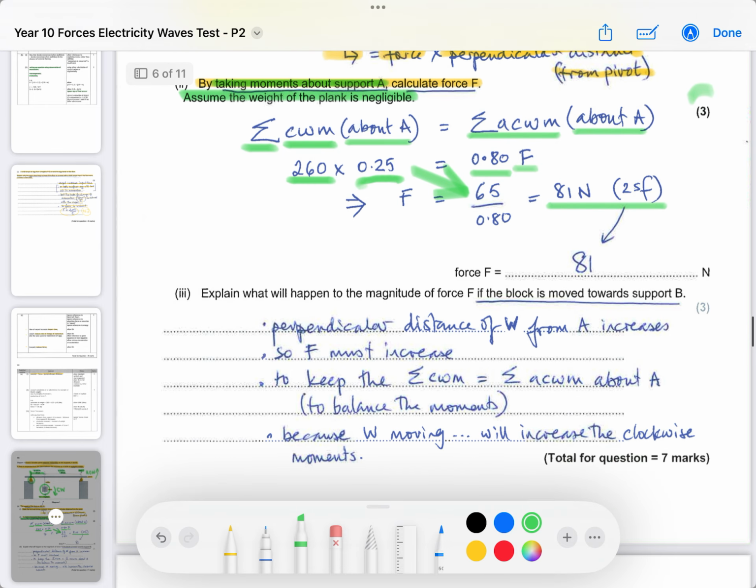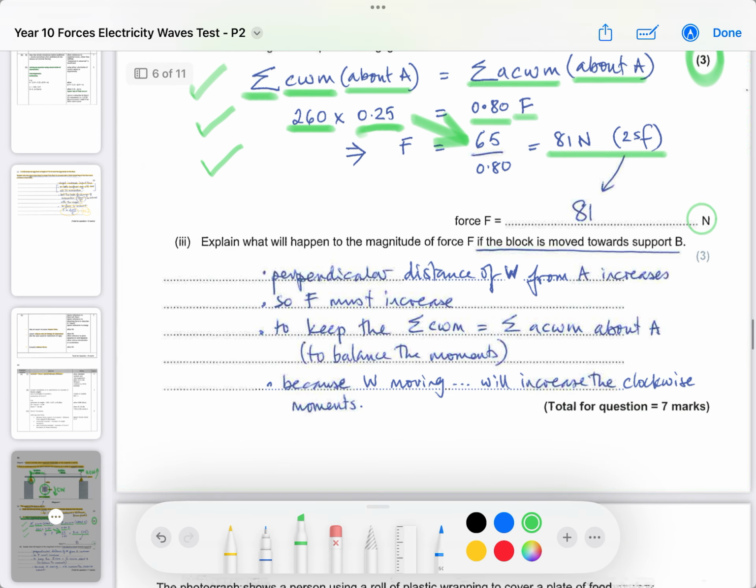One mark for stating the principle of moments, which is the first line, yeah? One for putting the numbers in, and one for working out the answer. Just to show you the ticks: 1 mark, 2 marks, 3 marks. If you like, equation, numbers in, answer with units, as I always tell my students, but they've given you the units to be kind. All right.